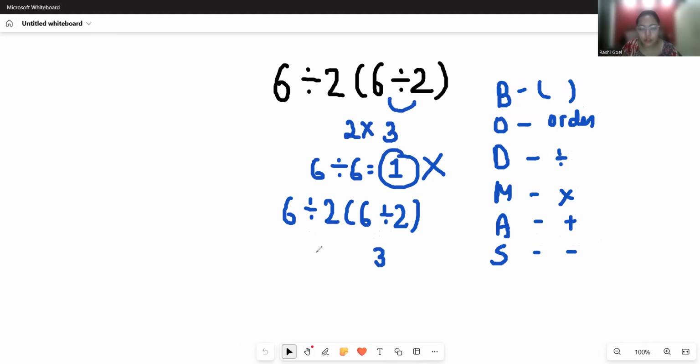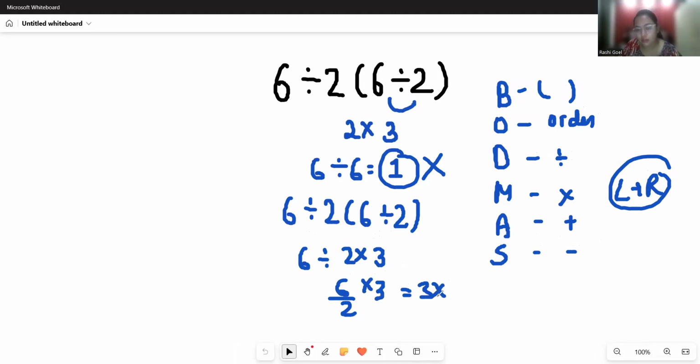6 divided by 2 is 3, so 6 divided by 2 times 3. Now division and multiplication both have the same priority, but we have to always solve from left to right. So it's 6 divided by 2 times 3, that is 3 times 3, 9. So what is the correct answer? 9. I hope it's clear and you find it useful.